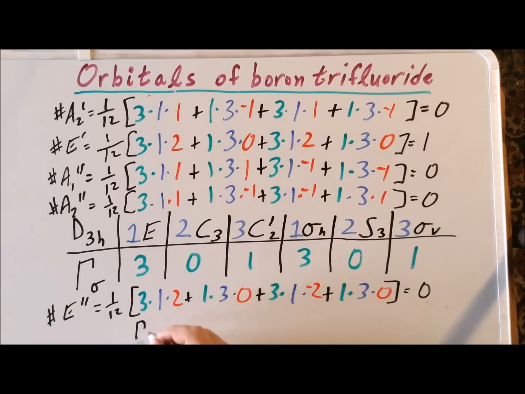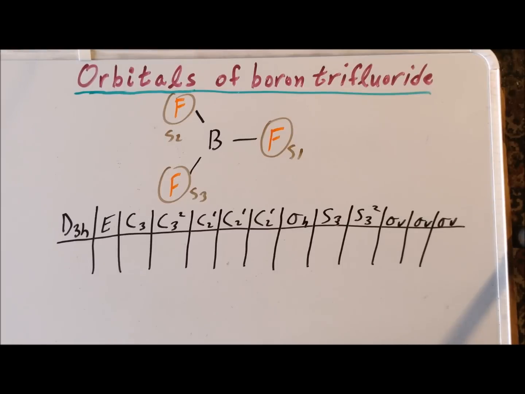Well, we've determined that we can reduce gamma sigma, our reducible representation. We can write it as a linear combination of A1 prime plus E prime. So that's our achievement so far, to reduce our reducible representation for the sigma bonding into a linear combination of irreducible representations. In the next step, we're going to show how to use this information to determine what the sigma orbitals actually look like for boron trifluoride.